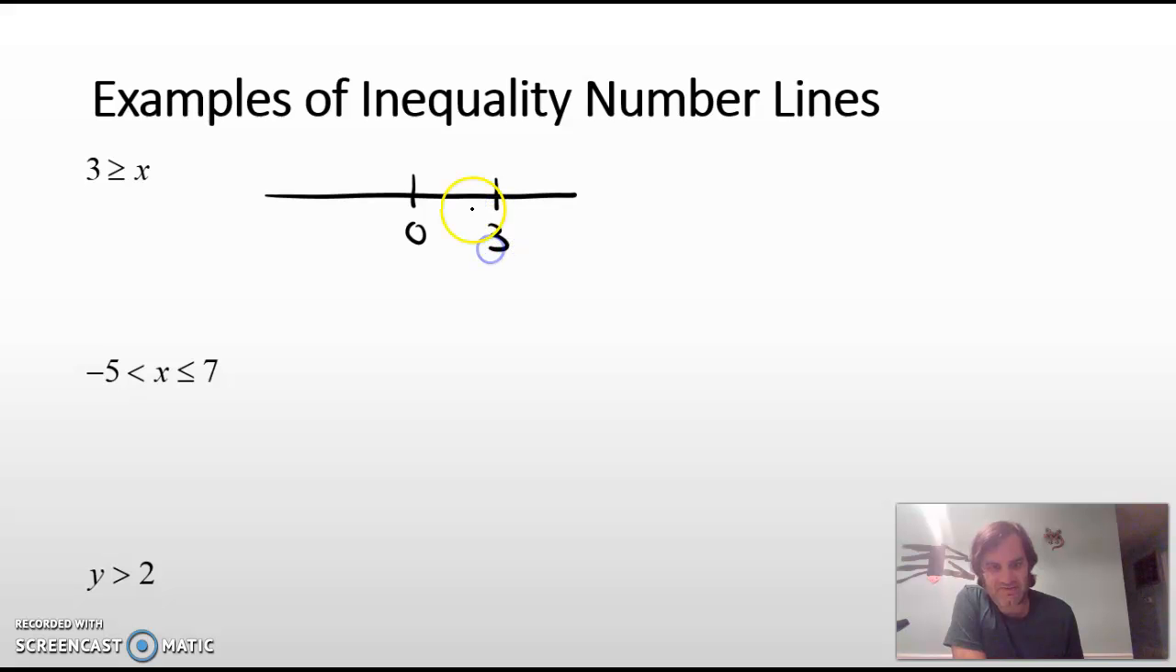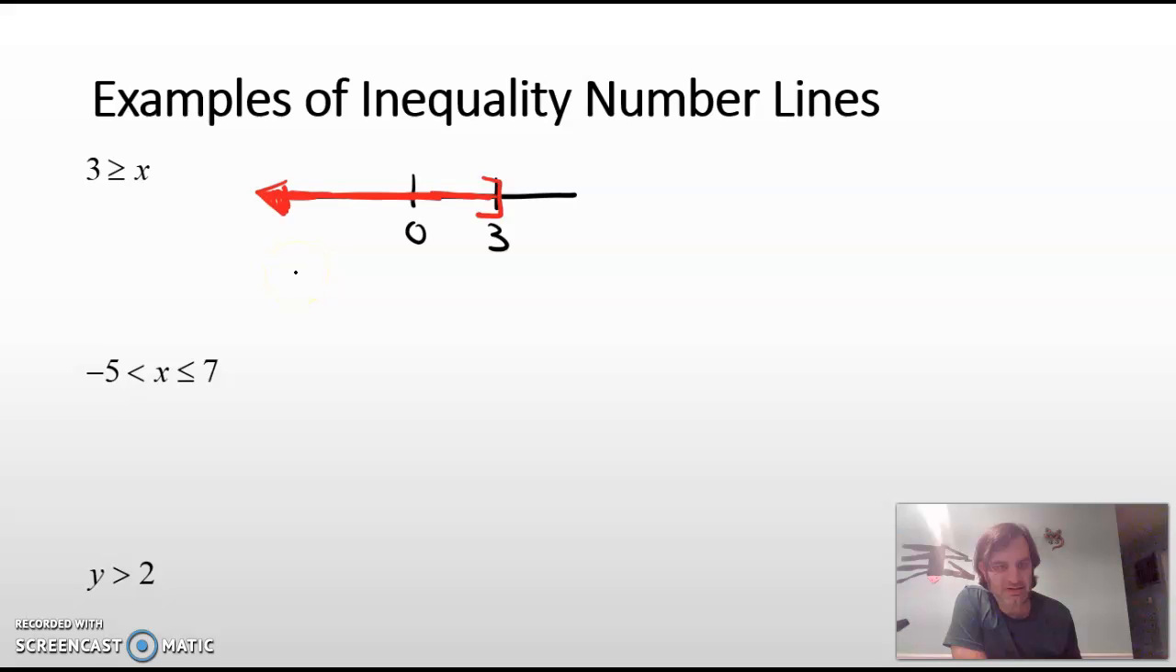3 is to the right of 0. 3 is greater than x. So all the values that we want will be less than 3. So 3 is greater than everything we want, it says here. So we want the thing smaller than 3. And since it says greater than or equal to, we'll use a bracket.